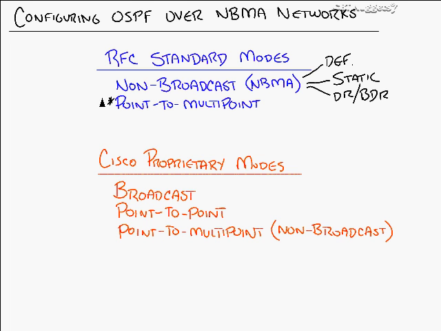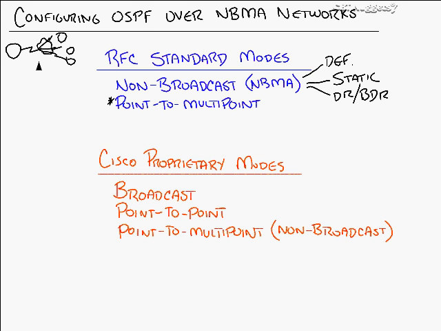Now this next one right here, I'll put a little star by it because this is my second favorite mode to configure. It's so easy. Point to multi-point. What happens is, let's say we have a multi-point interface. We've got a router up here connected to a frame relay cloud with 3 other routers attached, one interface. What happens is when we turn on point to multi-point mode on every router, it will go ahead and treat each connection as if it were a point-to-point link.